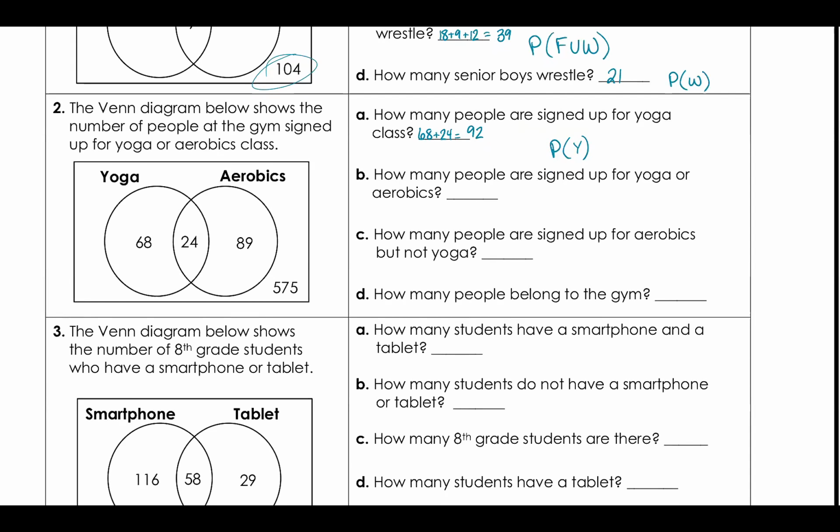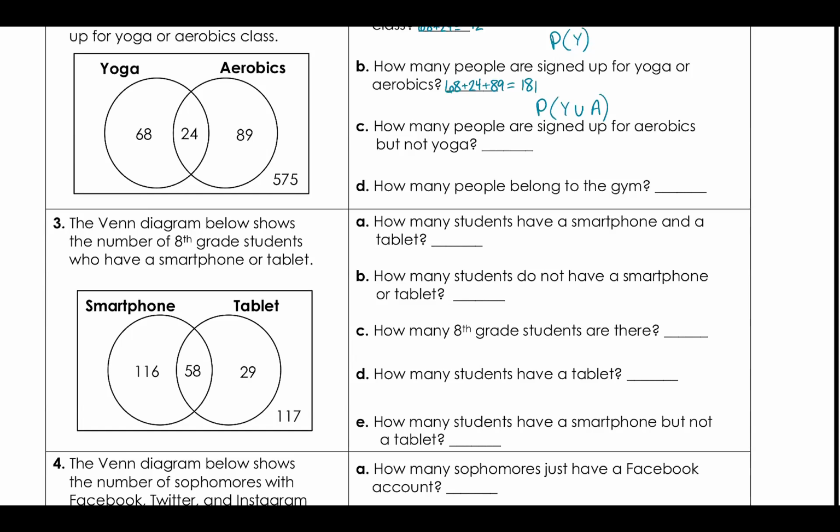Bell's ringing. How many people are signed up for yoga or aerobics? So that's both. So probability of yoga or aerobics. So that's 68 plus 24 plus 89. And of course that total is 181.